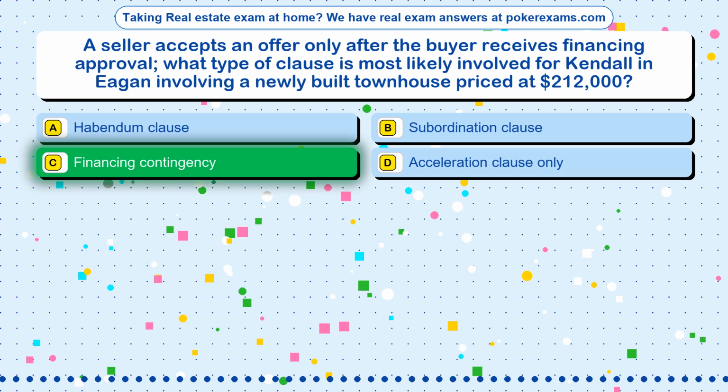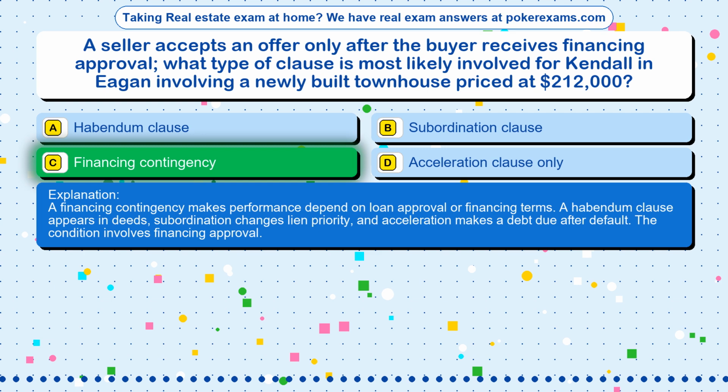The correct answer is option C, financing contingency. A financing contingency makes performance depend on loan approval or financing terms. A Habendum clause appears in deeds, subordination changes lien priority, and acceleration makes a debt due after default. The condition involves financing approval.